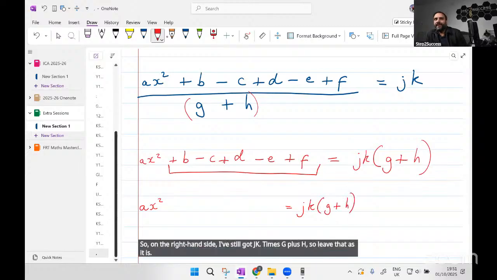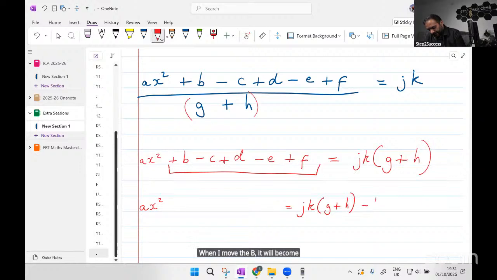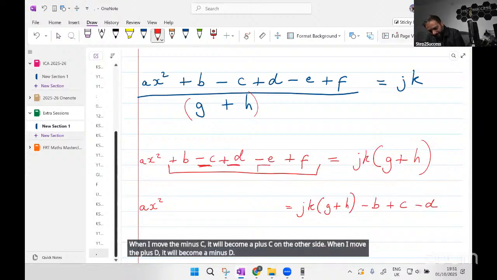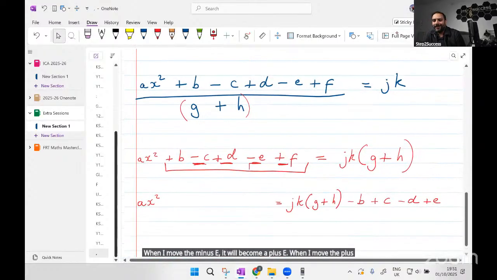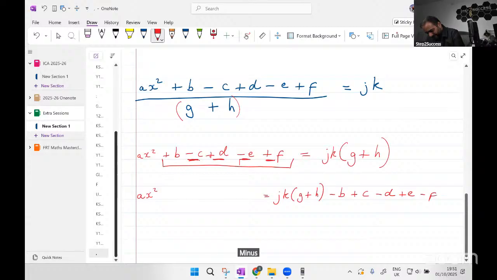When I move the B, it will become a minus B on the other side. When I move the minus C, it will become a plus C on the other side. When I move the plus D, it will become a minus D. When I move the minus E, it will become a plus E. When I move the plus F, it will become a minus F. Right, done that. Then I am going to move this A.